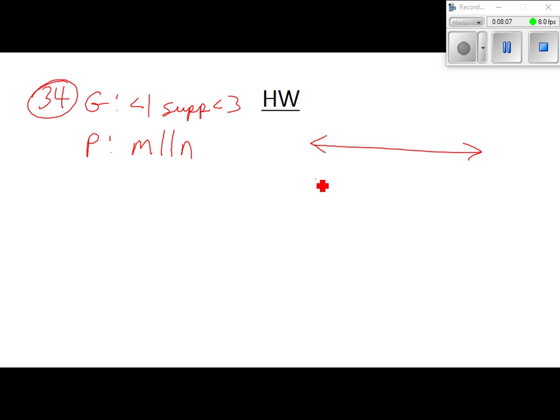Watch on these 2-column proofs. I know none of you really need to watch on them because everybody understands them completely.